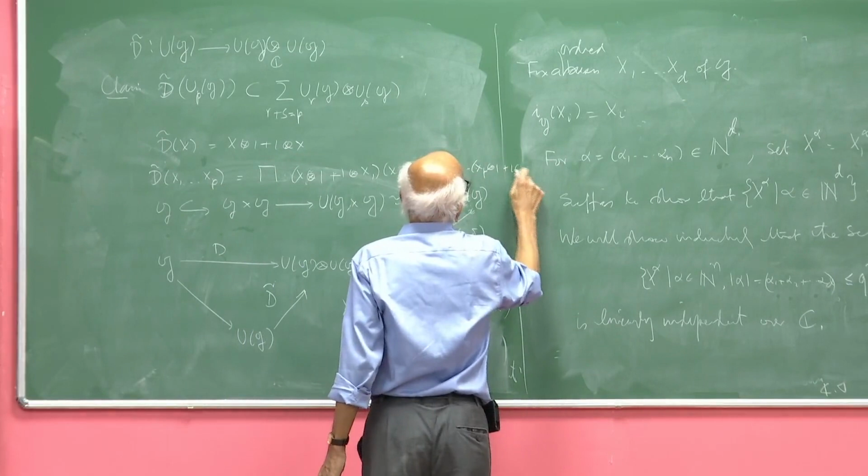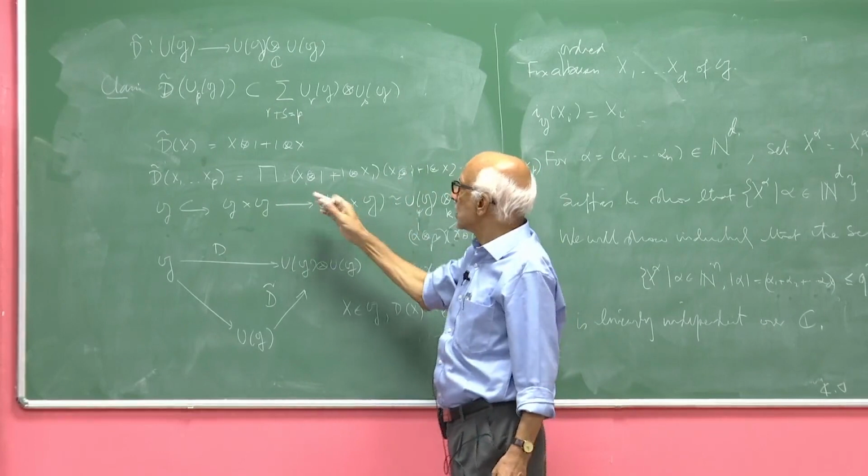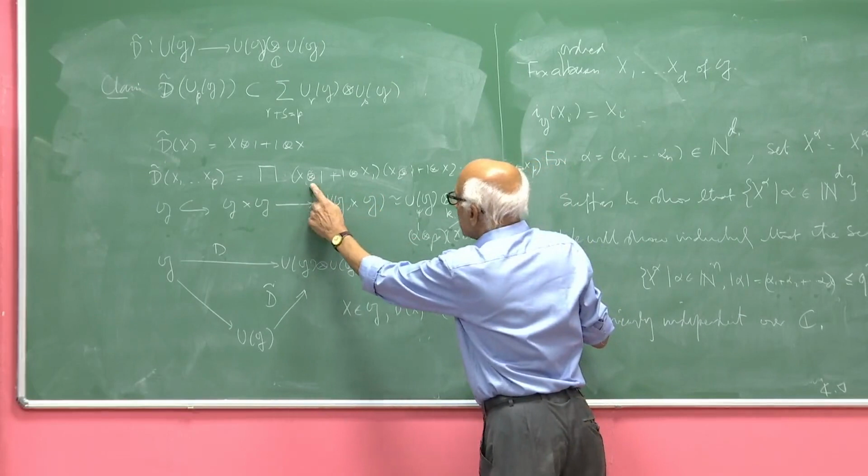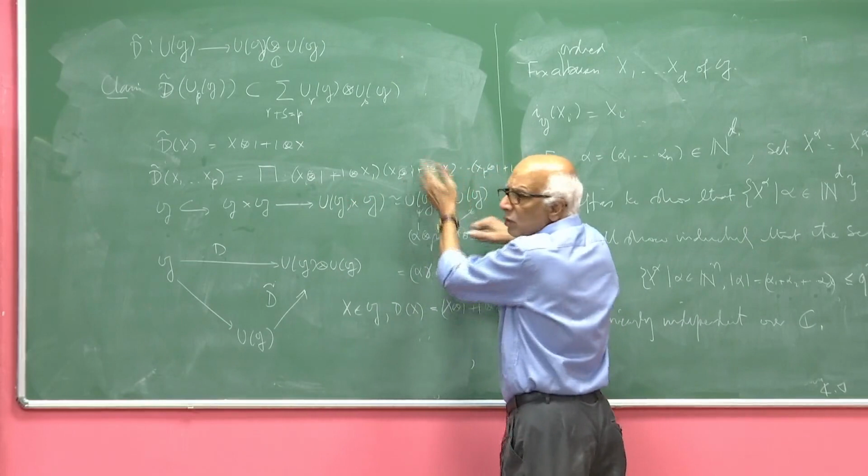Multiply it out, you find it falls into this. When you multiply it out, you will have some number of factors here and some number of factors here, but the total number of factors is p. You can combine this with this, with this and so on, or combine this with the next one, you can jumble up.